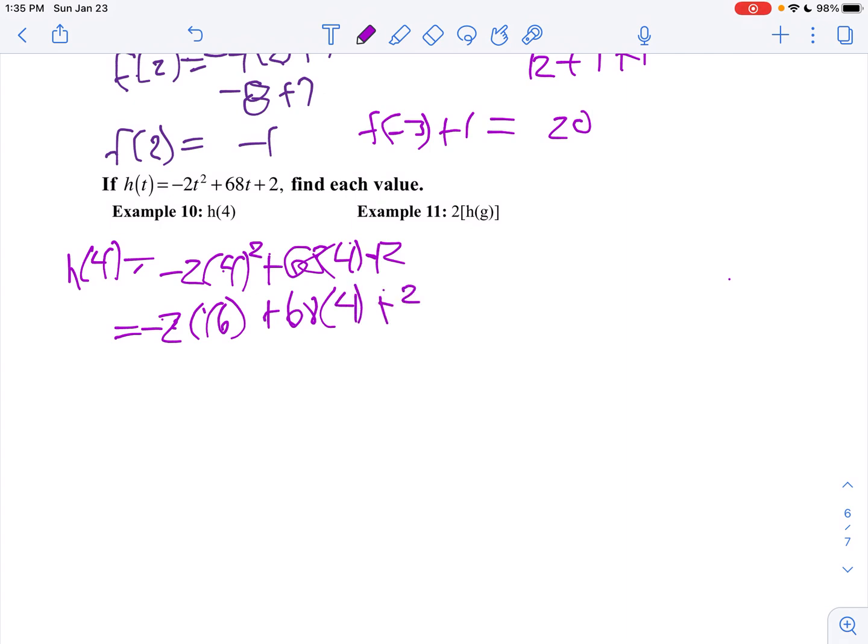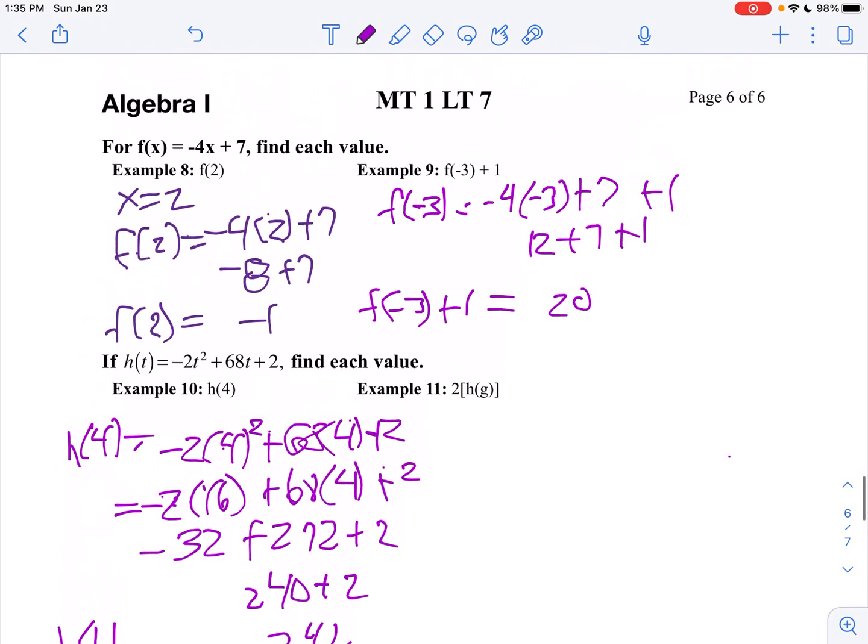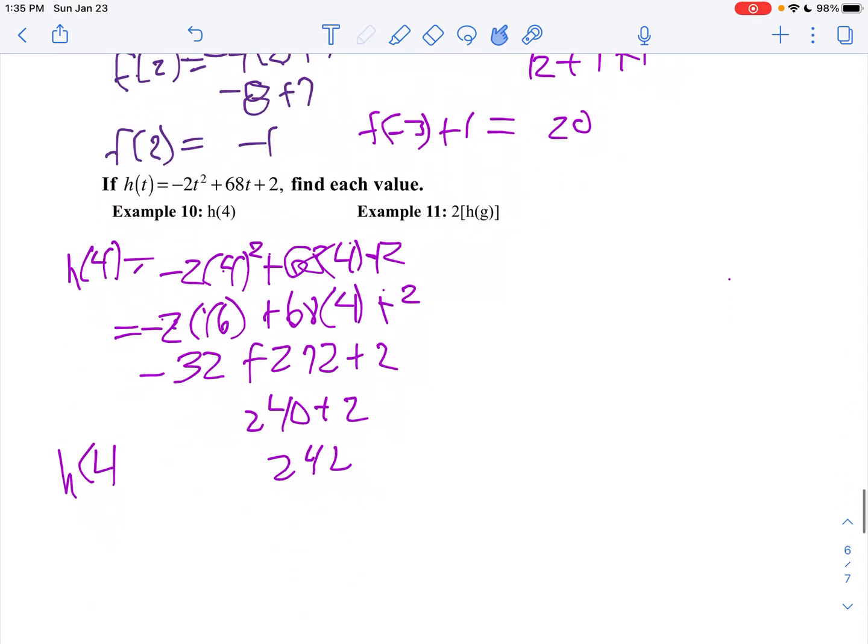Well, negative 2 times 16, that's negative 32. 68 times 4. Let me see. 68 times 2 is 176, so I double that again, and I get 272. I'll go plus 2. Then just work my way across. Negative 32 plus 272 would be 240. Plus 2 gives me 242. So in other words, h of 4 equals 242.